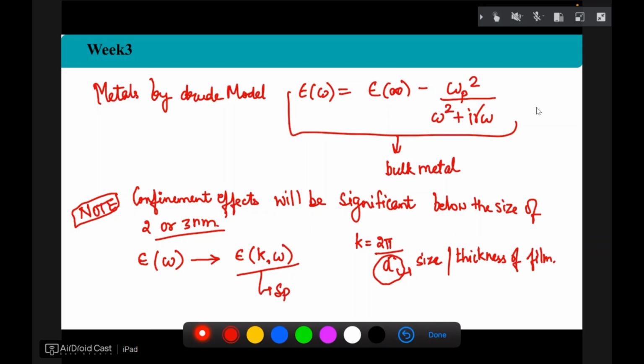So we can see how for bulk metal the formula is different. There is no dependency on our wave vector, no dependency on spatial frequency component. But here, when we are considering the size below 3 nanometers, automatically the dependency of K will come into the permittivity. So we can say that for semiconductors, these effects are significant.